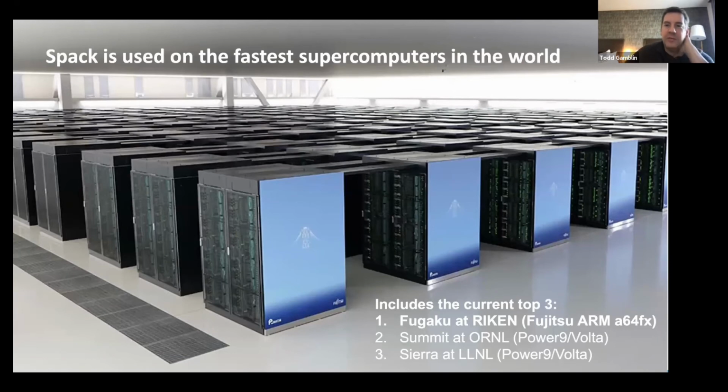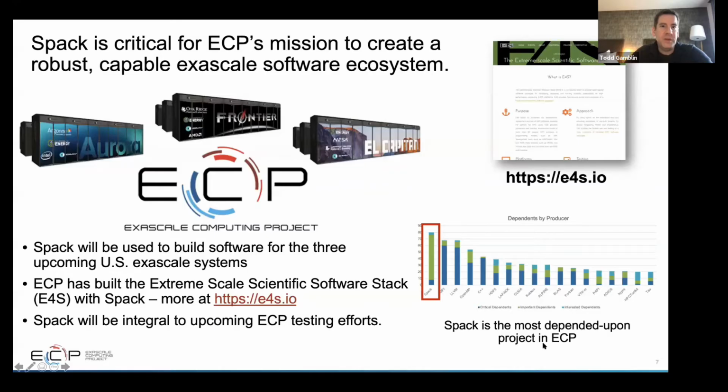Spack's used on a lot of fast machines. It's used to build the stack on Fugaku and for Summit and Sierra. And it's part of the US Exascale project. I don't know if people are familiar with this, but the Exascale project in the US is actually a big software project. And it works with the facilities that are deploying exascale machines. But the goal of ECP is really to build an exascale software stack.